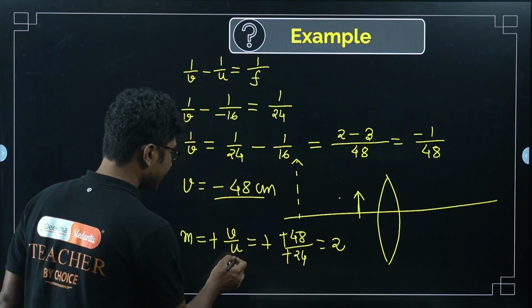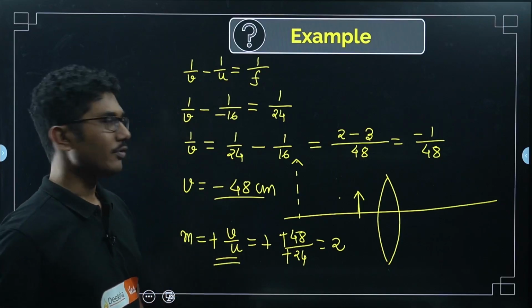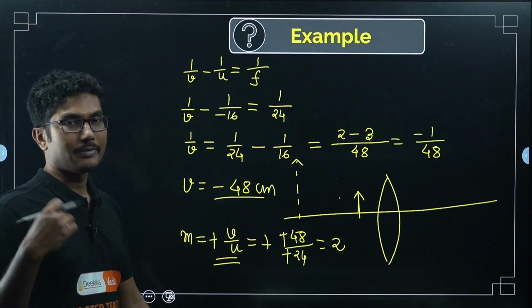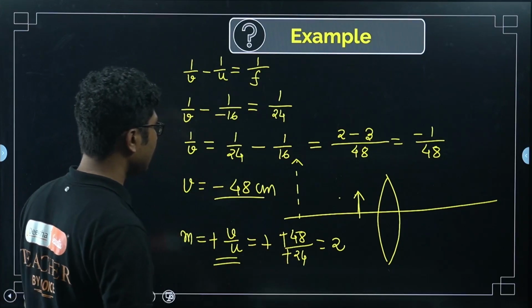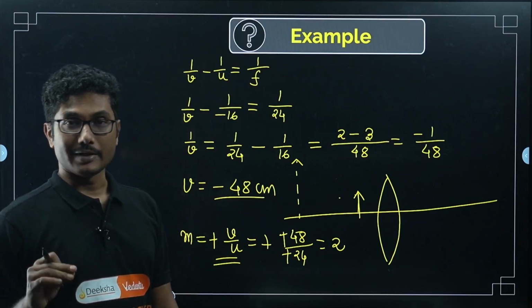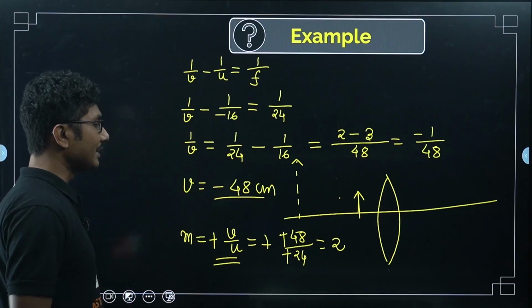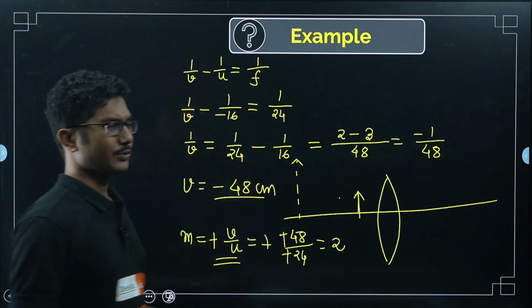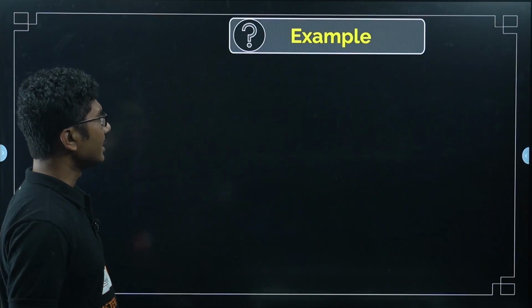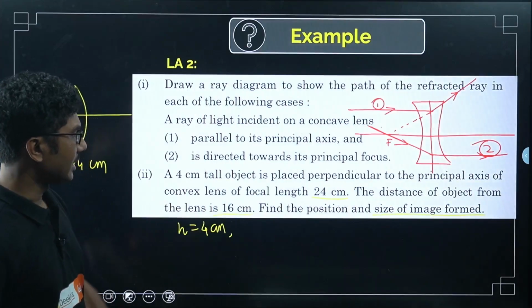So I made a mistake here. Okay, magnification for lenses is plus V by U, not minus V by U. The negative sign comes automatically. For mirrors, the negative sign should be there. So it is twice as magnified and it is virtual. Okay, now let's move on to the next problem.